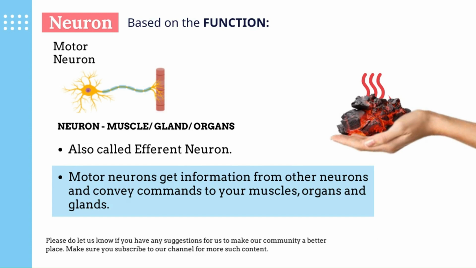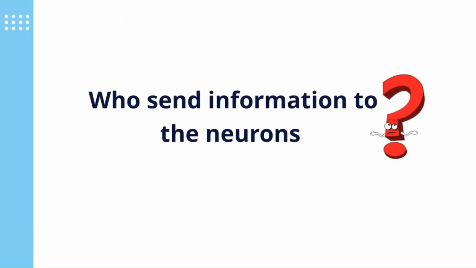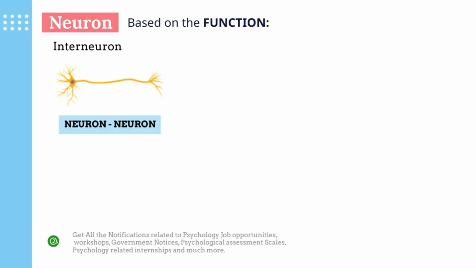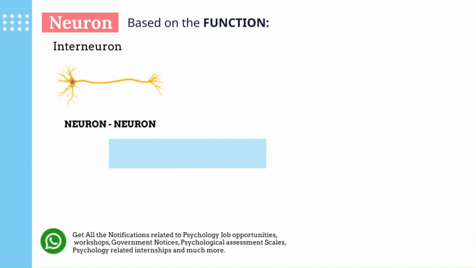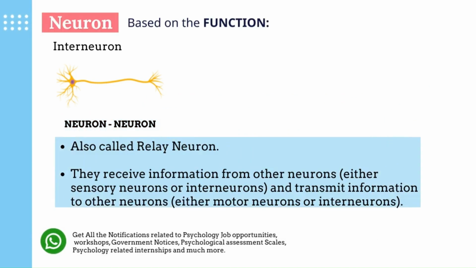Now the question comes, how is this neuron-to-neuron information reaching? Now this is the function of interneurons. These interneurons are also known as relay neurons. These kinds of neurons are found in the central nervous system and they are the kind of neurons that are connecting one neuron to the other. It might be sensory to interneuron or interneuron to motor neuron, but they do not connect directly to any gland or any muscle or any sensory organ.